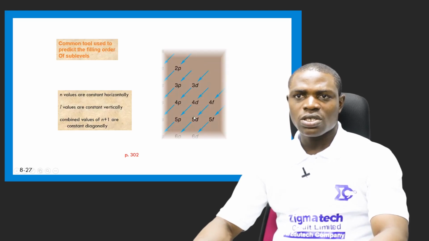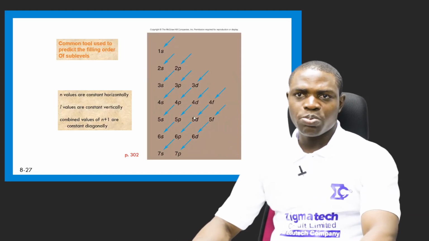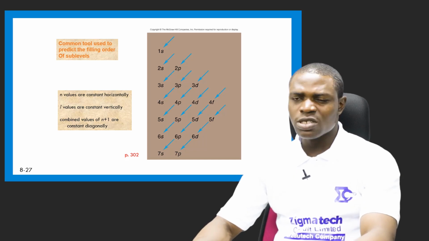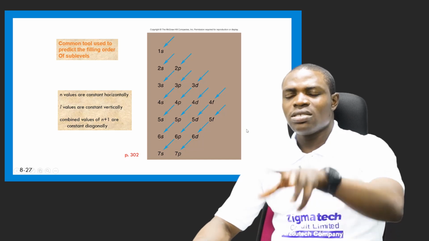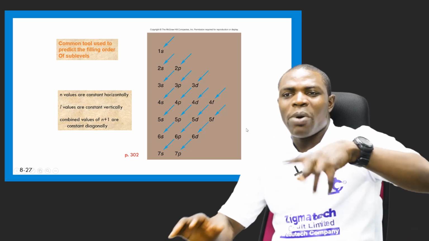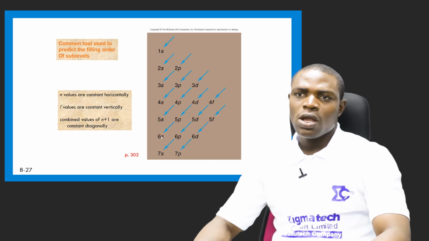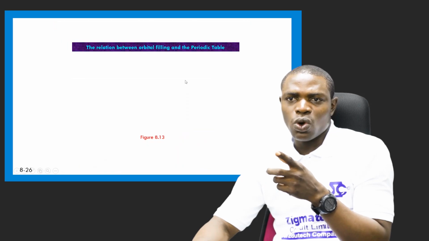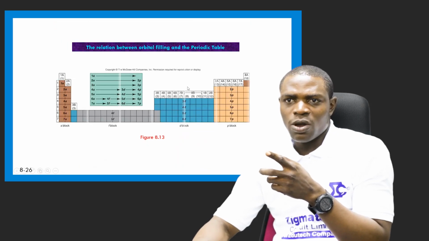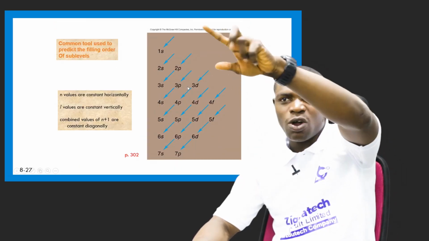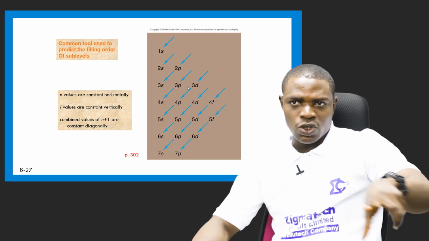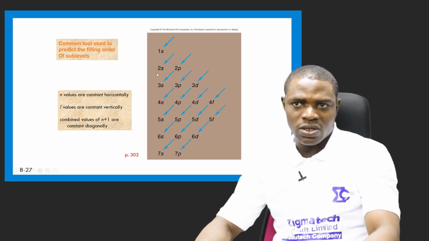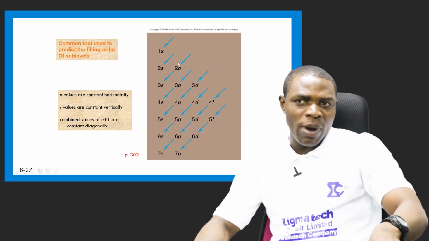Now, looking at this, a common tool used to predict the filling order of sublevels. Now, please, this is the core part of this teaching. Look at it again. I've seen some students making mistakes trying to throw this up instead of bringing it down. It must actually come up from the 1s. Do you see it? The first one, 1s. After 1s, 2s. So when you are done with 2s, go back up here.